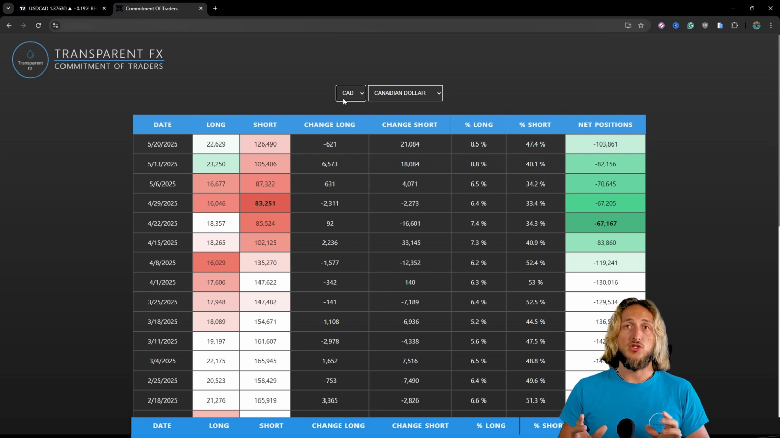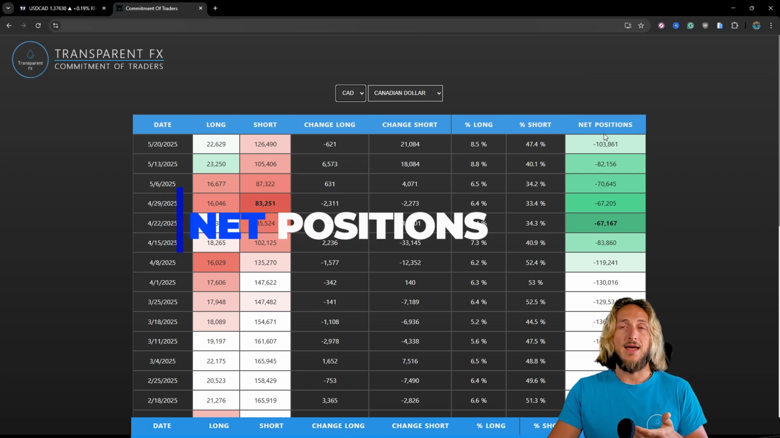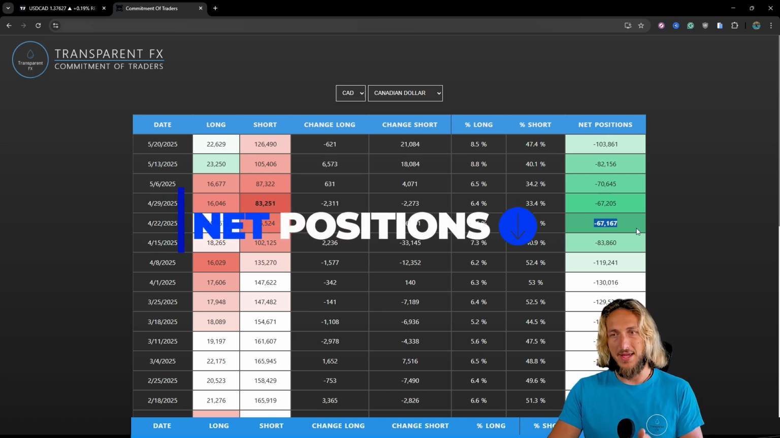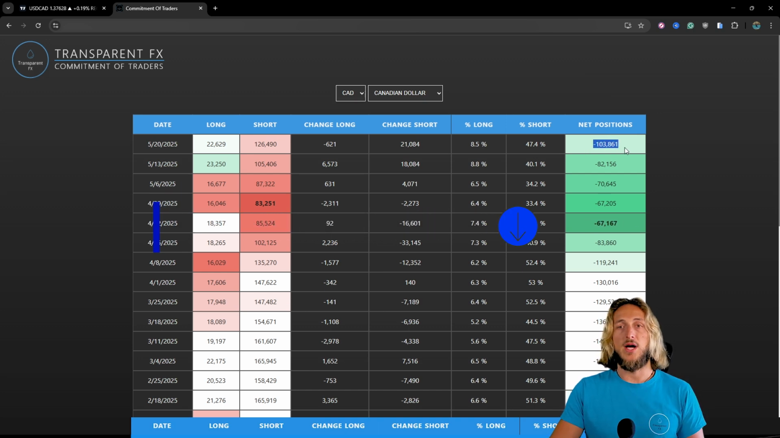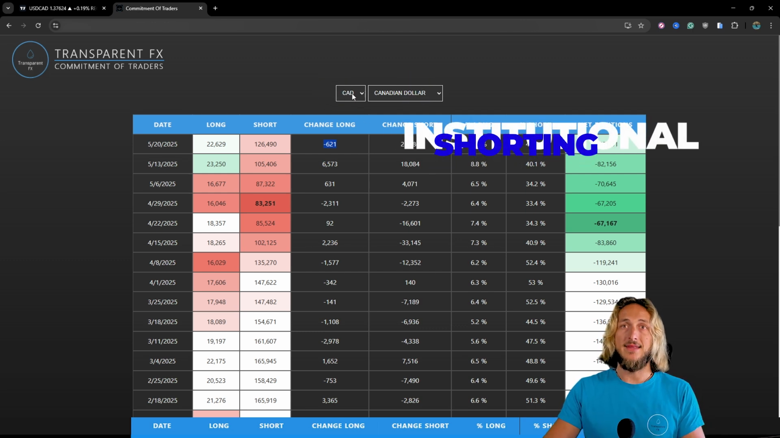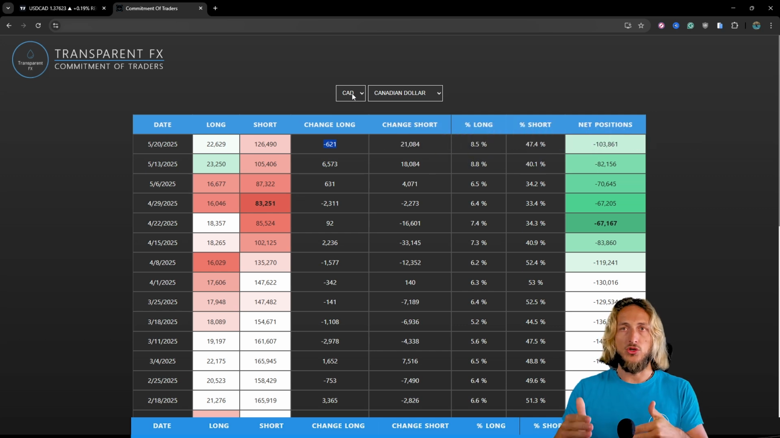But since we want information on USD CAD, we simply have to reverse everything. So if institutions here show net positions being decreased from minus 67K to minus 103K, with 21,000 shorts added on the CAD and 600 longs getting closed, this means that as institutions are aggressively shorting the CAD, they are actually longing USD CAD, because all currencies on the spot are traded against the USD. So institutions are currently longing USD CAD.